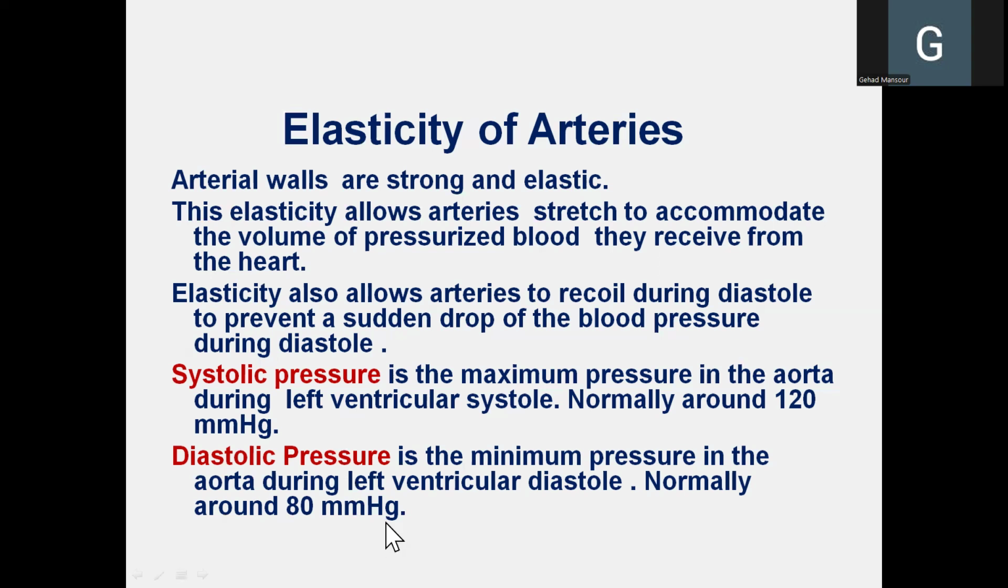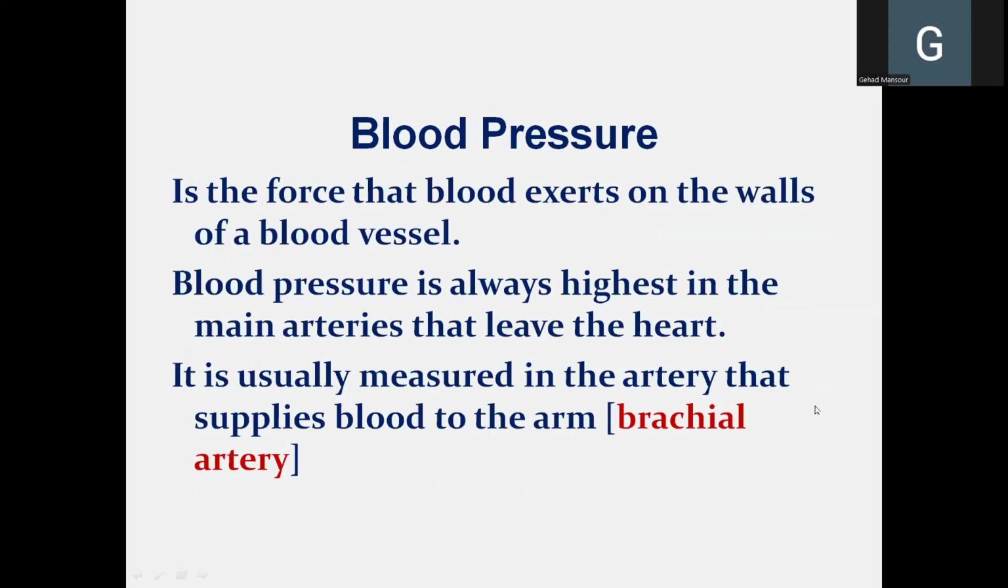And therefore, we can define the blood pressure of an individual by a systolic blood pressure and a diastolic blood pressure. So for example, when you measure the blood pressure of the patient, you will say that the pressure is 120 over 80.